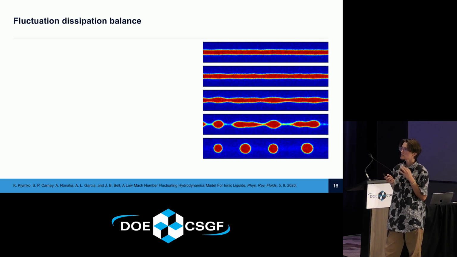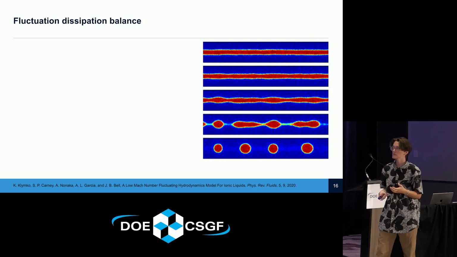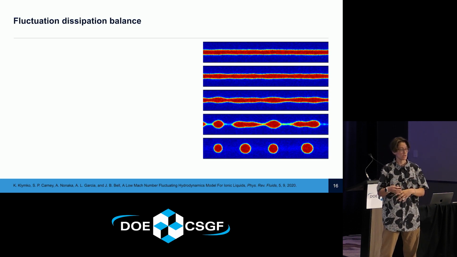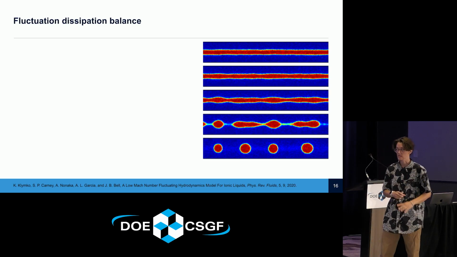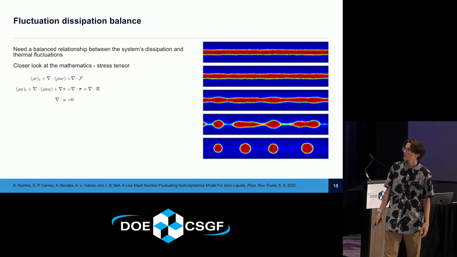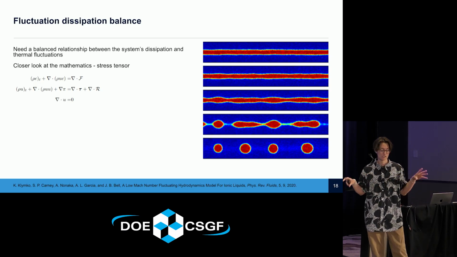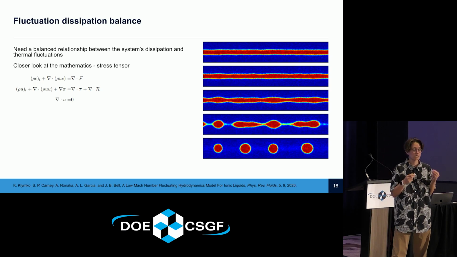And so the key here is when we add fluctuations to the system, we need to add them in a way that keeps the system balanced. What that means is we don't want to add so much noise that it overwhelms the dissipation, and we don't want to add too little noise that the dissipation dampens it out completely. In a continuous equation, this is called the fluctuation-dissipation balance. And when we're discretizing it, we need to discretely satisfy this balance as well.